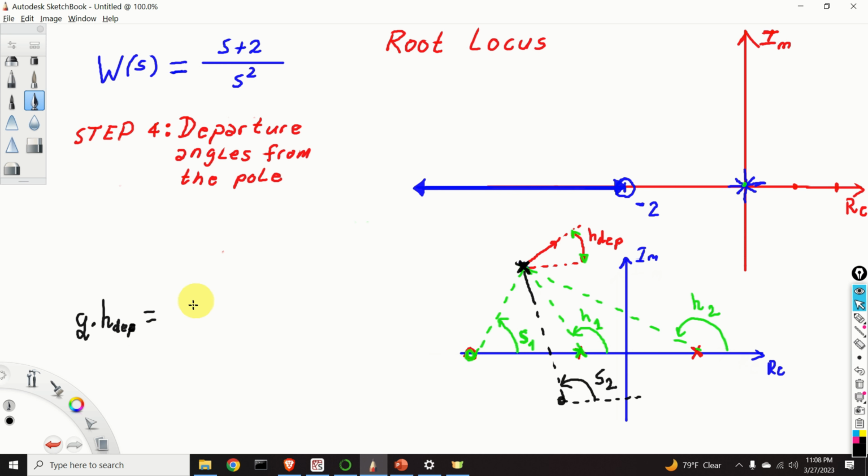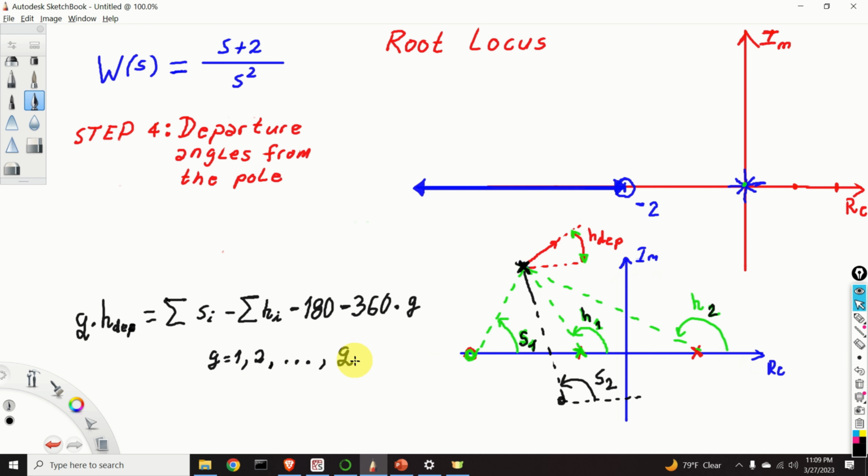H departure is equal to two sums. Sum of S_i, that is, the sum of all these angles from other zeros, minus the sum of all the angles from the poles H1 and H2, minus 180, minus 360 multiplying G, where G is an index, and G goes from 1, 2, until the multiplicity of our starting pole, that is, until Q.